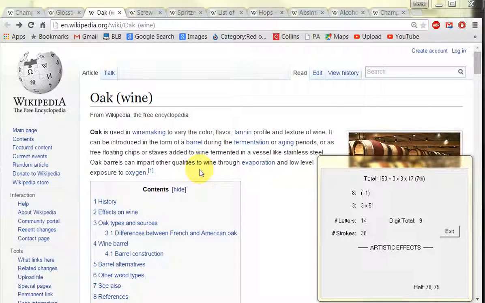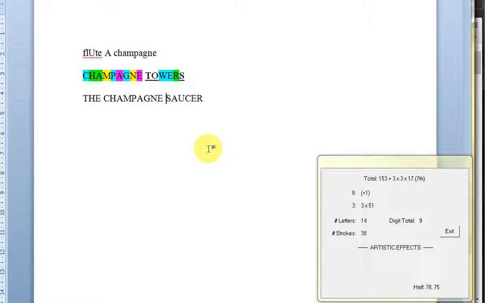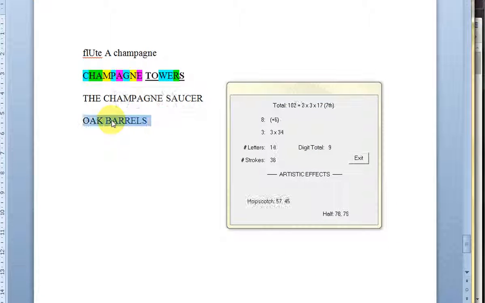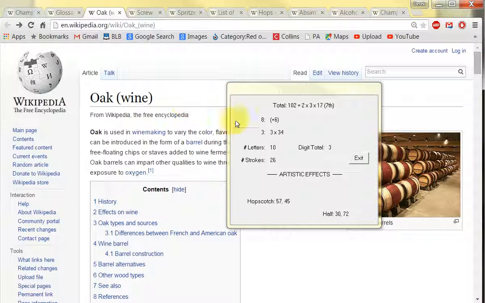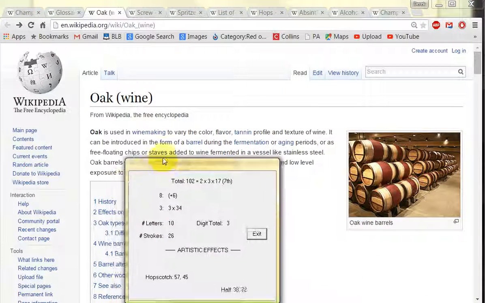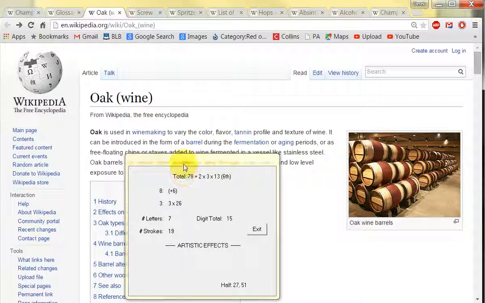The sovereignty of God, eh? Isn't it interesting? Oak barrels. Add the word wine, of course, but oak barrels. And then you can say wood oak barrels, and that just pushes you high. That's so obvious. Oak wine is used in winemaking. Where'd it go?